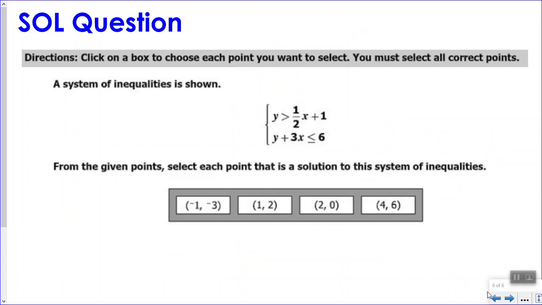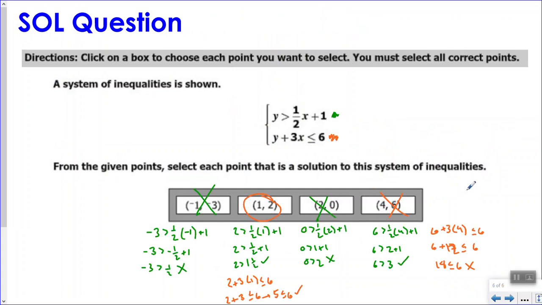Alright, here is a similar problem, but we don't have the graph. So go ahead and pause the video and see if you can figure out which points belong as solutions. So here we substitute in x and y values in each inequality, and we must get true statements for both, and the only point where that works is 1, 2.